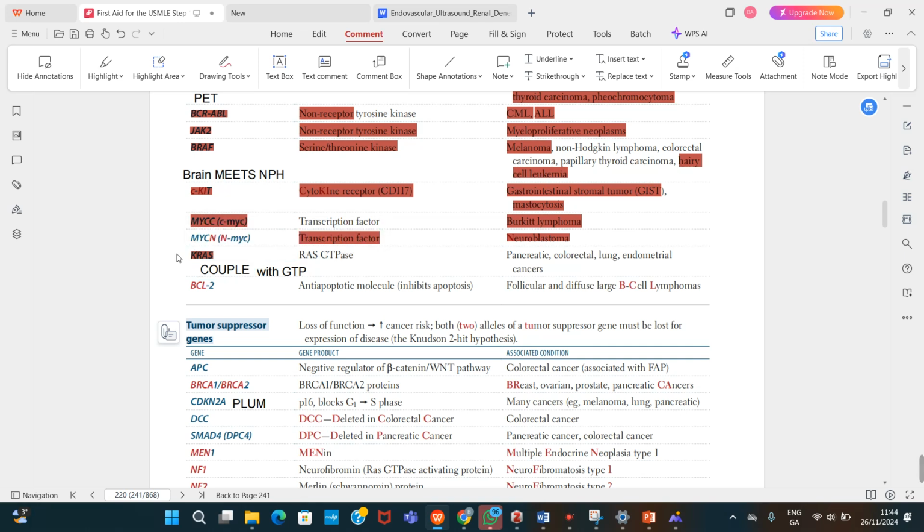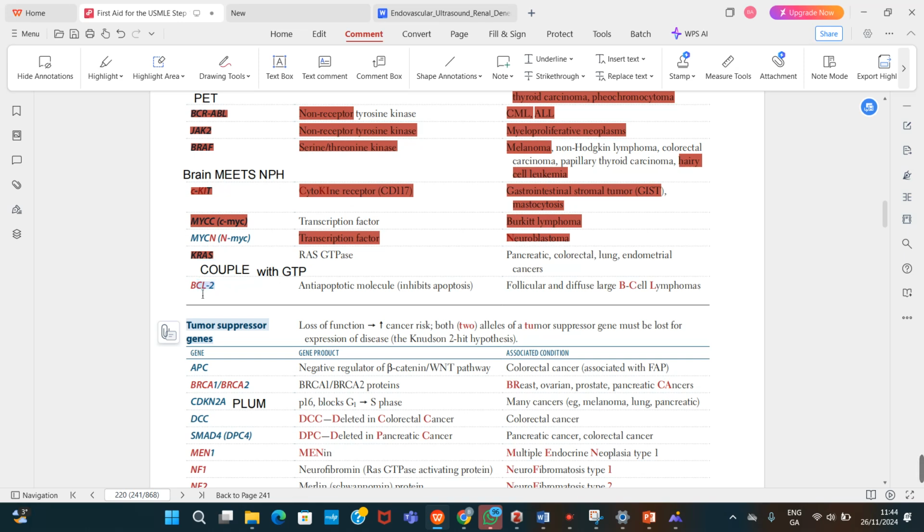Then the KRAS, which couples with GTP to become activated. So what is the couple? The CO is standing for colorectal cancer. The P is standing for pancreatic cancer. The L is standing for lung cancer. And the E is standing for endometrial cancer. If you don't know anything, don't forget colorectal and pancreatic. Anytime you see KRAS, think about gastrointestinal tumors, coupled with GTP.